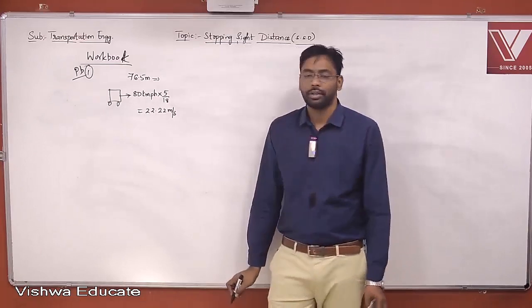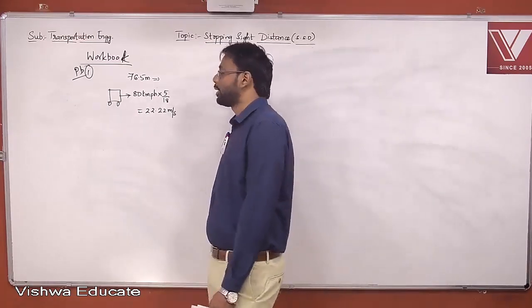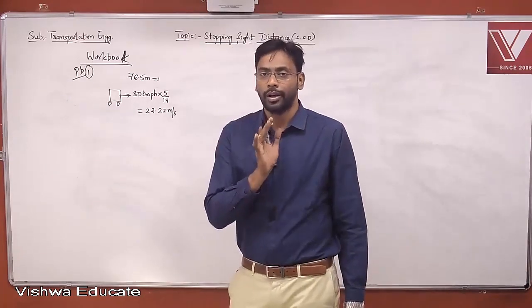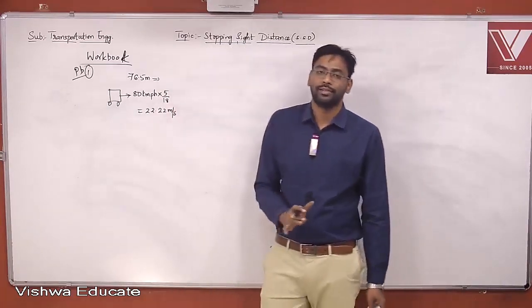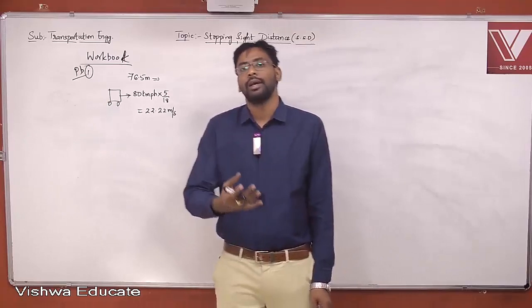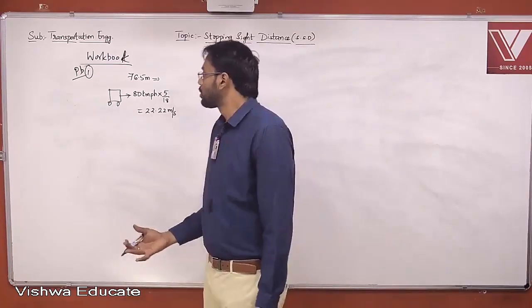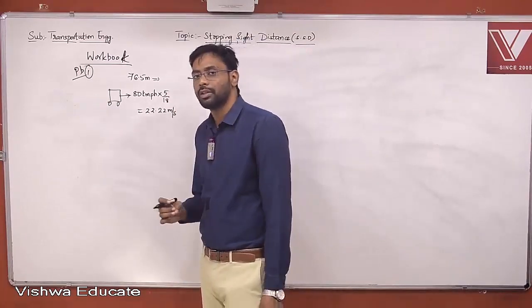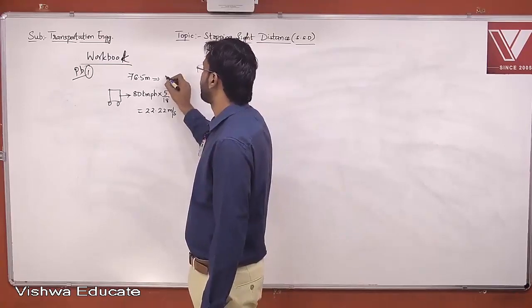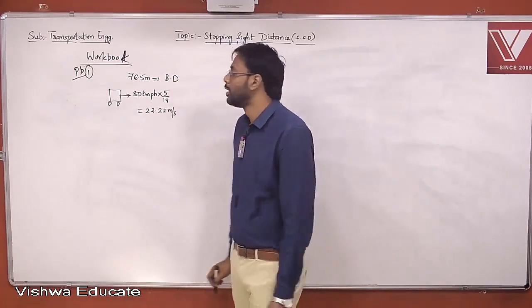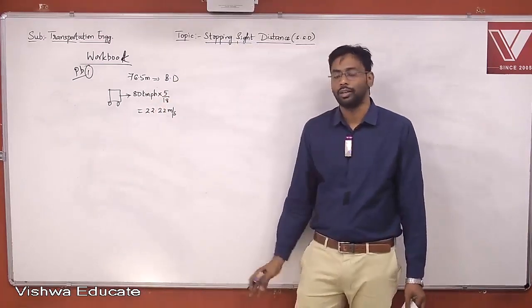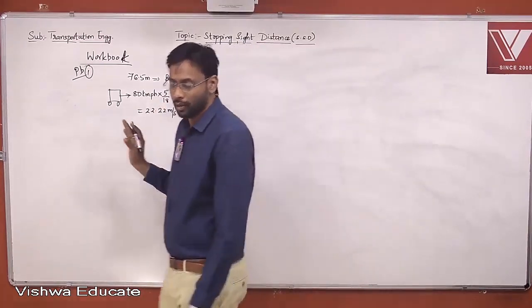So the vehicle is traveling at 22.22 meter per second, had applied brakes, right? You stop the question there. Next, the vehicle travels 76.5 meters before stopping. So what is that 76.5 meters here? This 76.5 meters here is nothing but braking distance. So if you have got that, your problem is done, right?